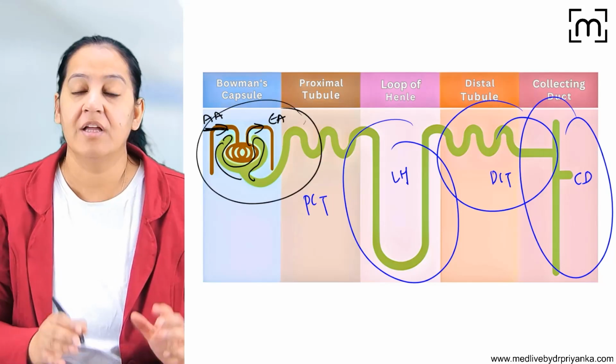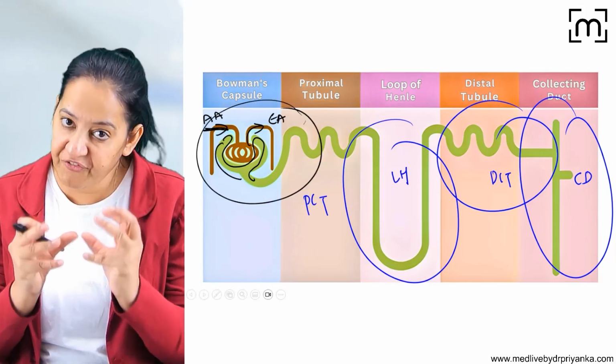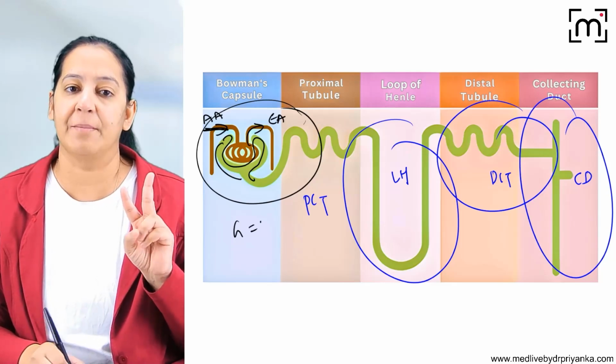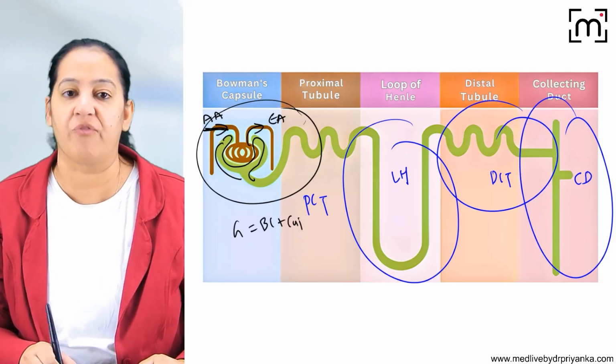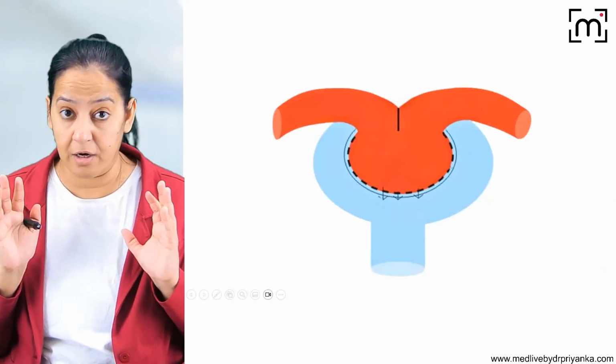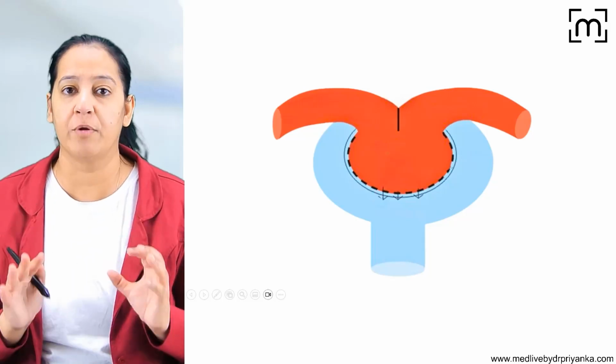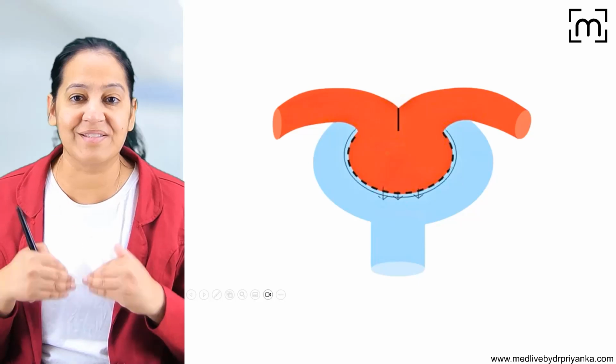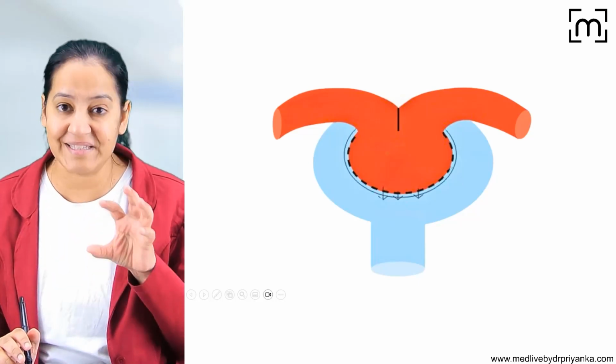This structure, the Bowman's capsule along with the tuft of capillary inside that is known as glomerulus. So glomerulus have 2 things. Number 1, Bowman's capsule, and number 2, the tuft of capillary. They together known as glomerulus. So you can see the diagram of glomerulus. You cannot understand glomerulonephritis if you don't understand the glomerulus. So first understand the structure of the glomerulus.